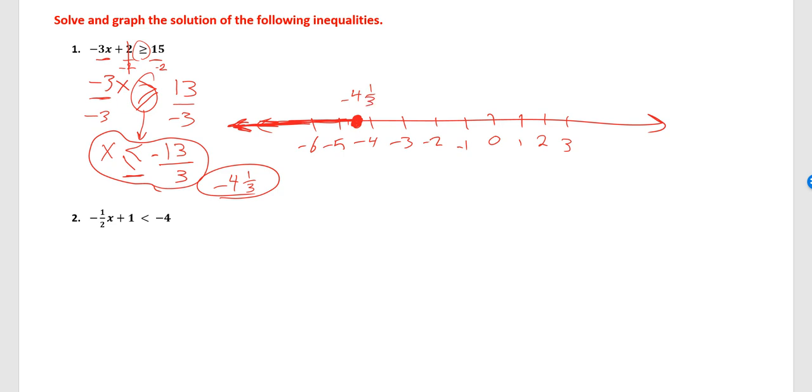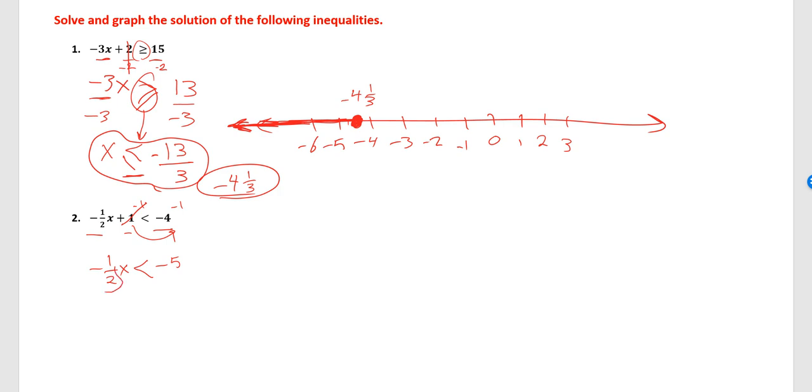Let's look at the next exercise. So minus 1/2 x plus 1 is less than negative 4. First, let's bring the 1 to the other side by subtracting 1 from both sides, right? So plus 1 minus 1 is 0. Minus 4 minus 1 is minus 5, right? So minus 1/2 x is less than minus 5.